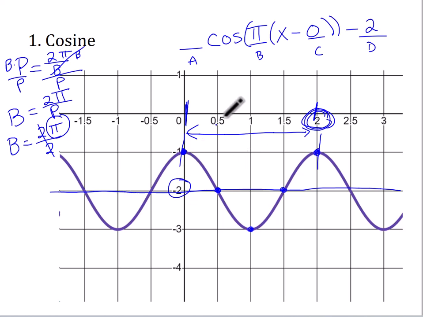All right, and then the last thing we need to talk about is our a value. And remember yesterday we talked about the amplitude. And so that's the distance from middle to top or middle to bottom. And so that distance is 1, which is no different than before. And so you can either put a 1 here or nothing. And so our final answer for our equation is going to be y equals cosine of pi x minus 2.